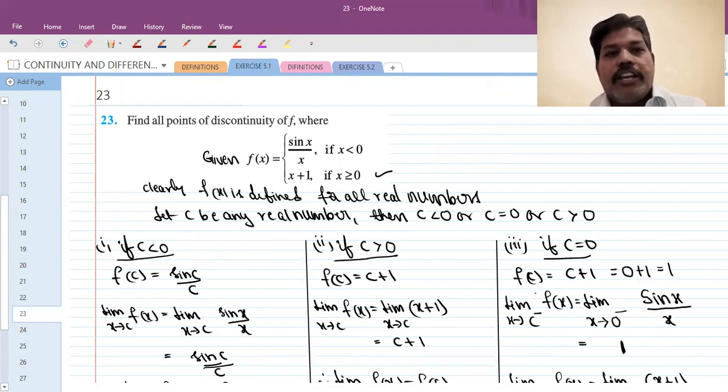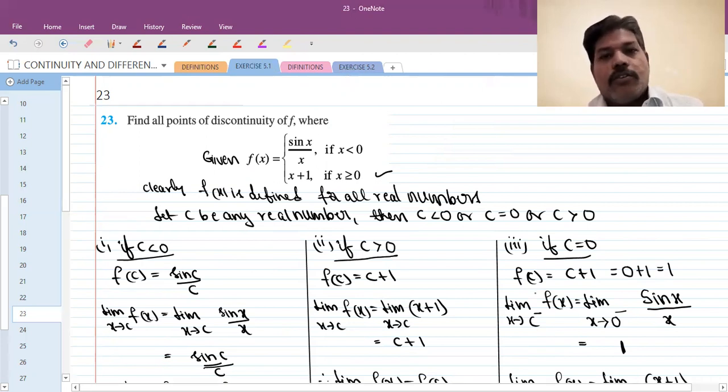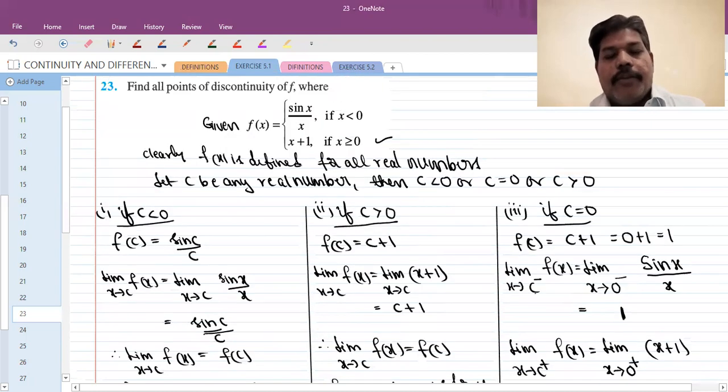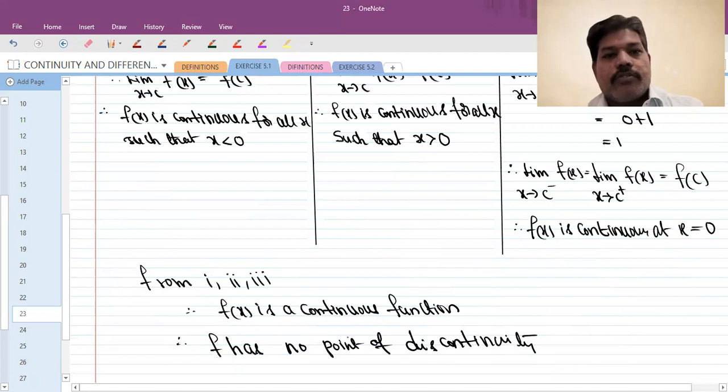So let C be any real number, then C is less than 0, C is equal to 0, or C is greater than 0. Three cases will arise. So calculate that for C less than 0, the function is continuous, and for C greater than 0, the function is continuous, and for C equal to 0, the function is continuous. So at the end, we can conclude that f of x is a continuous function. So f has no points of discontinuity. So see that question, students, and practice that question.